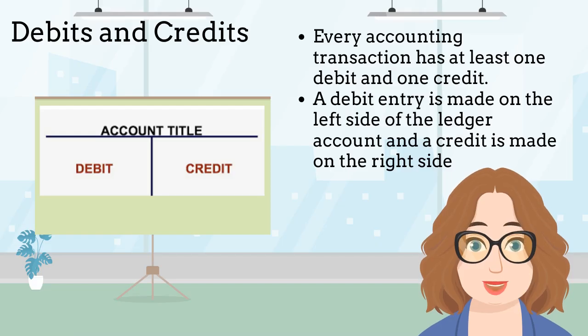Now, let's talk about debits and credits. In accounting, every transaction has at least one debit and one credit. That is why we refer to it as double entry bookkeeping. Debits and credits are used to record financial transactions in a company's books. A debit is an entry that is made on the left side of a ledger account, and a credit is an entry made on the right side.